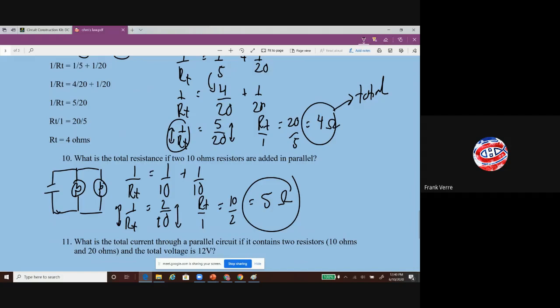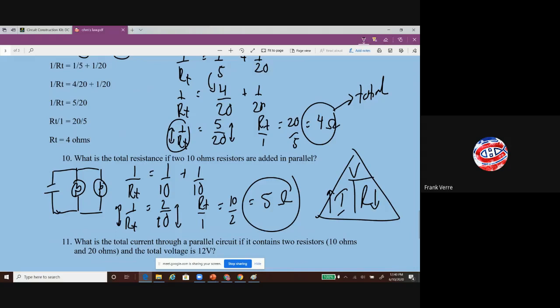And again, because of Ohm's law, I is V over R. If the resistance goes down, then the current goes up, which is the exact opposite of the series circuit.